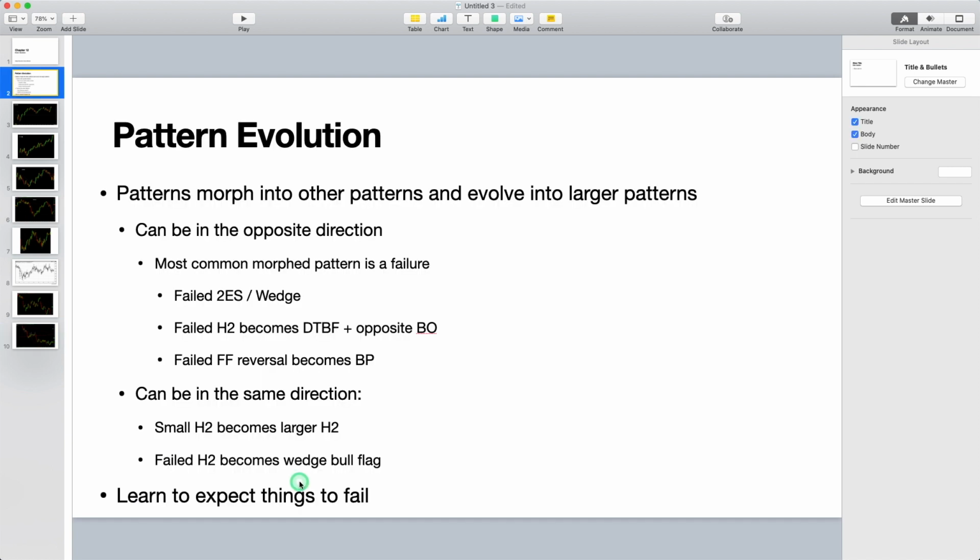The last part about this chapter is to learn to expect things to fail. So even the best high 2s fail, the best low 2s fail. Every pattern has a failure rate, and a trader can equip themselves in the best way possible by understanding the behavior of the failures. So what does a pattern look like when it's failing? What does it look like when it's succeeding? And to become good at recognizing those things so that they can take advantage of when patterns fail and evolve into larger patterns. So quick chapter, hope that was helpful.